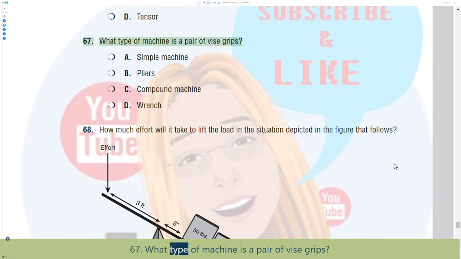67. What type of machine is a pair of vice grips? A. Simple machine. B. Pliers. C. Compound machine. D. Wrench.